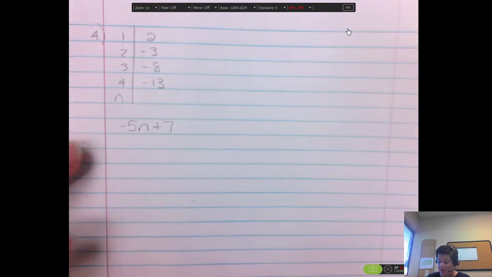Now, I need to look at that add or subtraction idea. Well, if I look at just the first one, 1 times negative 5 does not get me to 2. 1 times negative 5 is negative 5. So how many can I add to get all the way back to a positive 2? It would be 7. Let's see if this works for the next one. 2 times negative 5 is negative 10 plus 7 does give me negative 3. 3 times negative 5 is negative 15 plus 7 does give me negative 8. So this pattern works. Check it with more than one number.